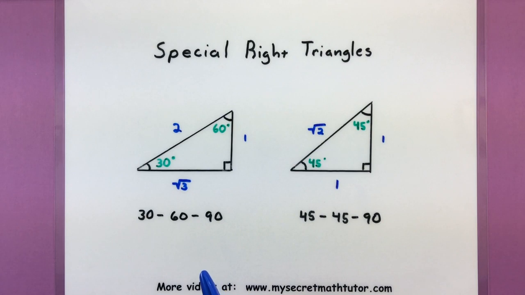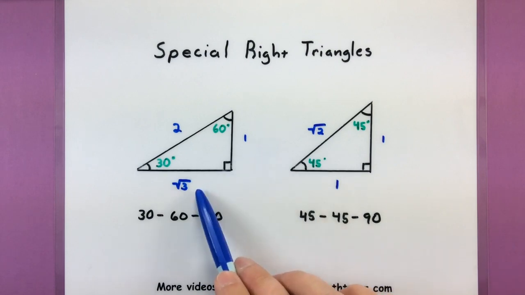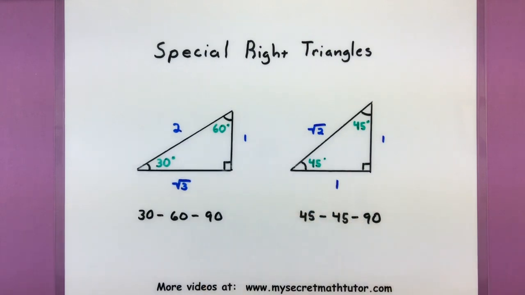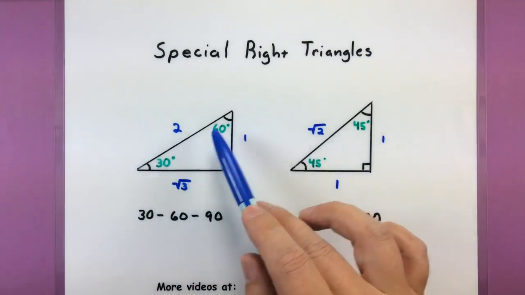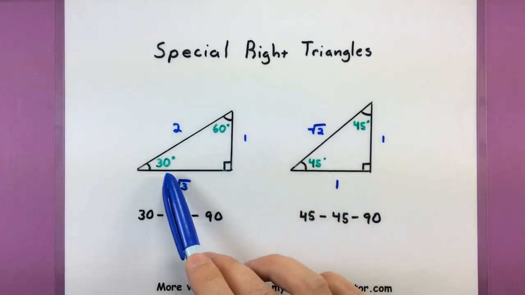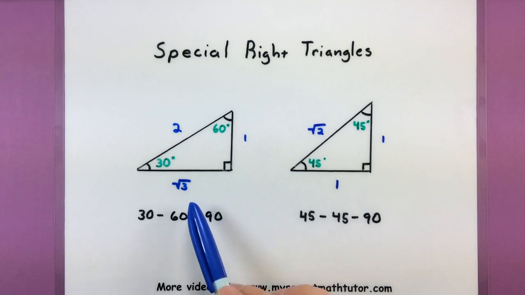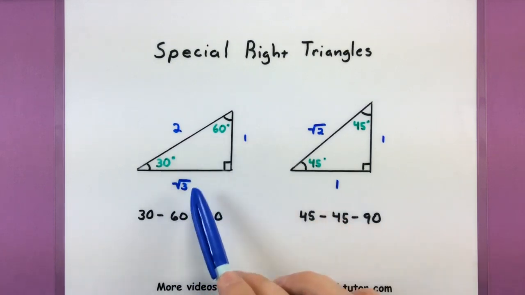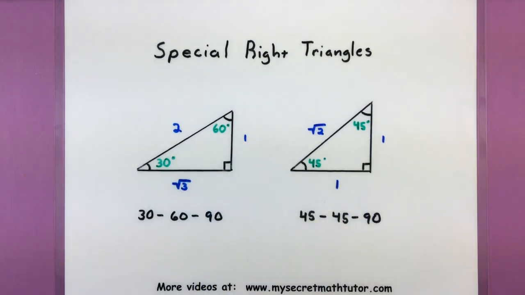So, you want to think of your 30, 60, 90 triangle as having these basic sides as 1, square root of 3, and 2. The way I keep these straight is the hypotenuse, in this case, will always be 2. 1, the smaller side, is opposite my smaller angle, and square root of 3 is opposite my larger angle.